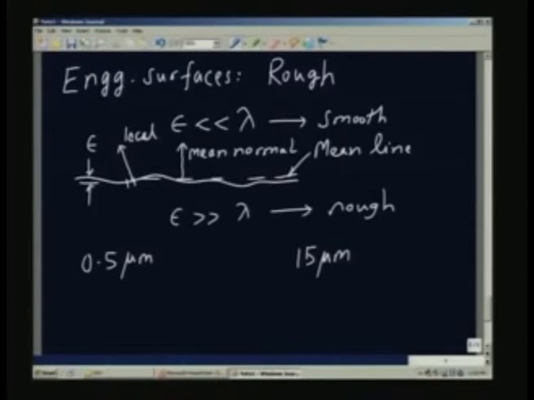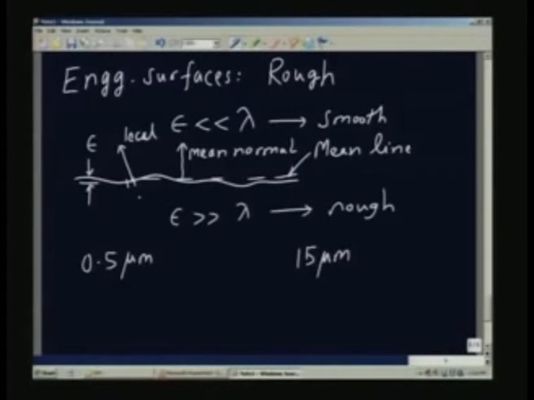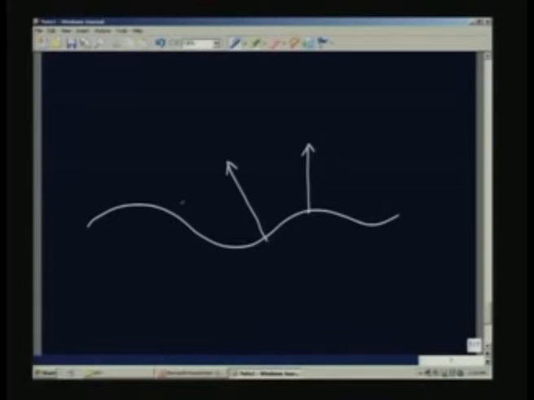So, the mean normal and the local normal are not the same, and the direction of the local normal will keep varying. Therefore, let me make a separate sketch and show what may be happening. Suppose I exaggerate somewhat, suppose this is the surface, and I draw the normal here, it is like this, here the normal is like this, and here the normal is like this.